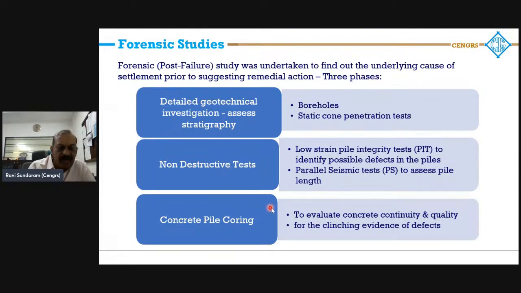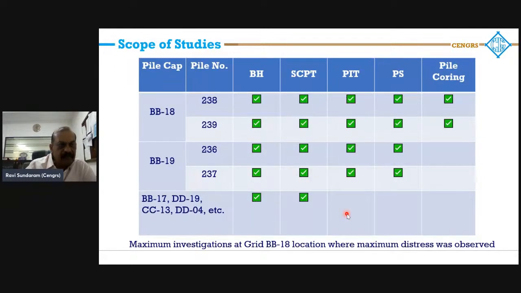Then concrete coring was done through the piles to evaluate the continuity and quality of the concrete, for clinching evidence of defects. So this was the scope of study here.